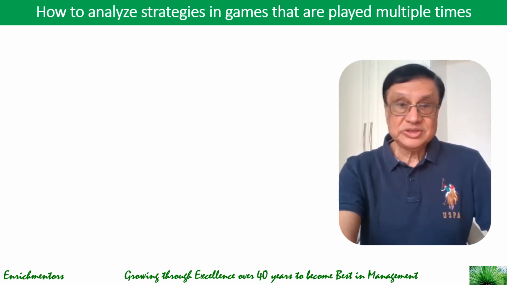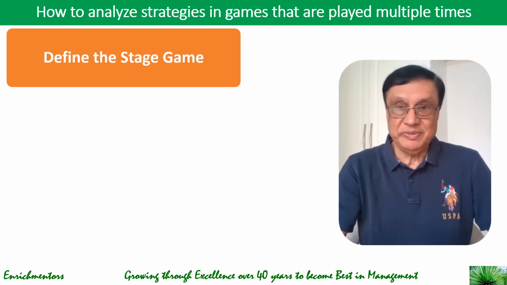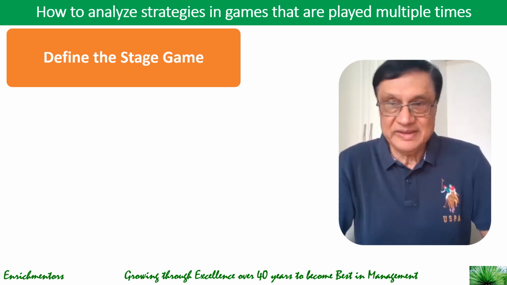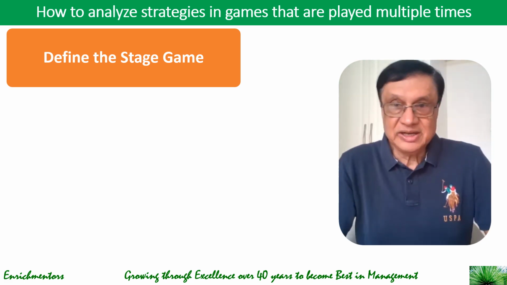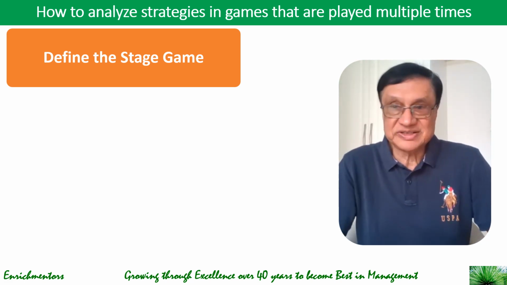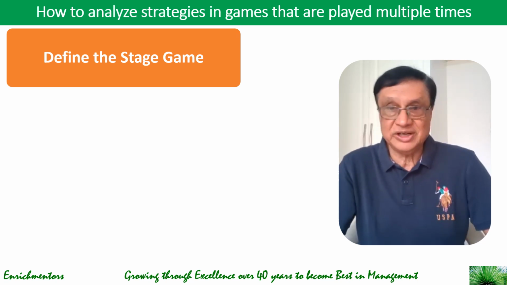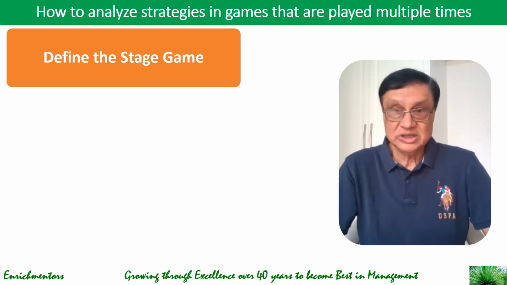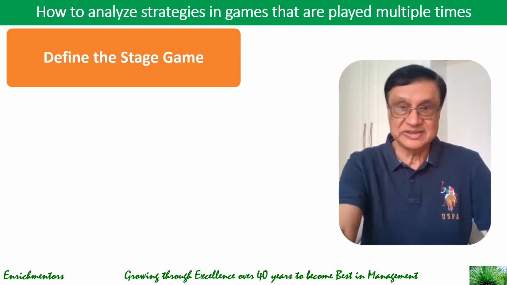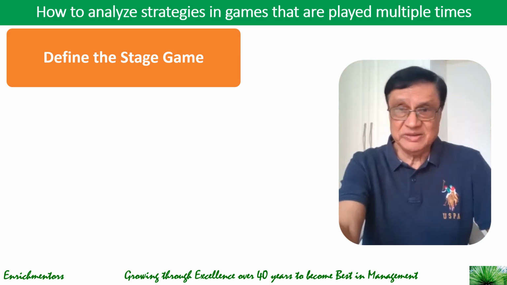First thing you need to do is to define the stage game. What is the basic game that will be repeated? Identify the basic game that will be repeated. Determine the players, their possible strategies, and the payoff for each strategy combination in a single round stage game. That should be easy because we have already looked at how to identify players, their possible strategies, and payoffs. It's something you have already learned.